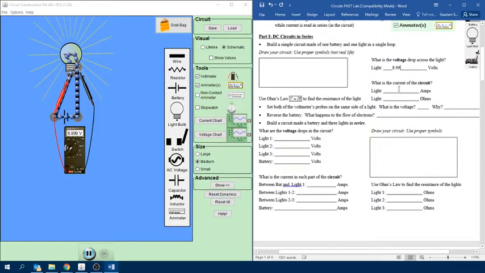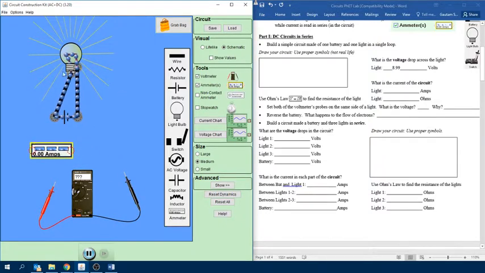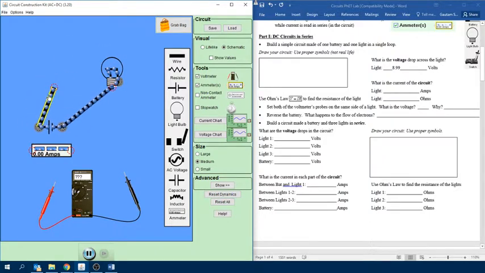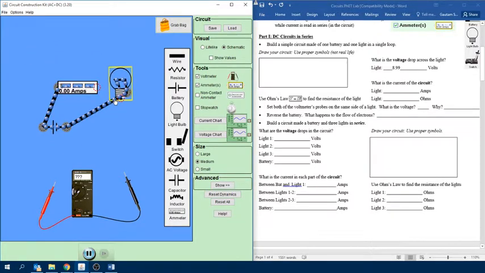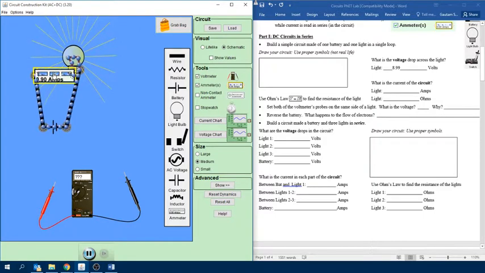Next thing they ask us is, what is the current? Now, there are two ways we can do this. We could calculate it, or since we don't know the exact resistances, we can use the ammeter. Now, the ammeter, unlike the voltmeter, must be built into the circuit to work. So it has to be connected to the circuit for us to get a proper reading. And there we go.